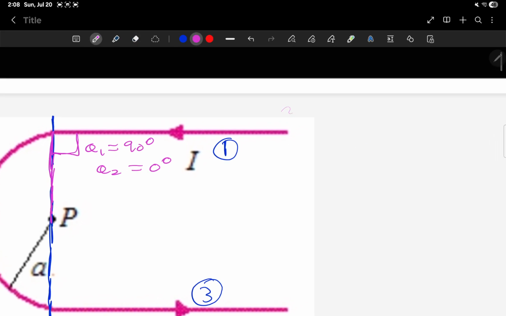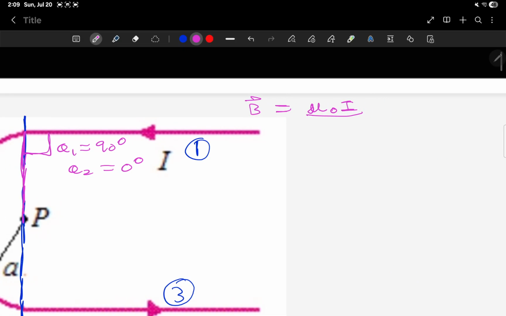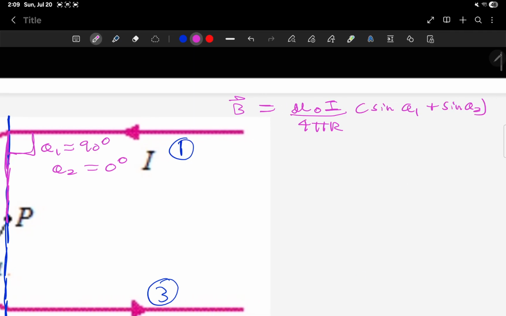So coming back to that formula I talked to you about, we have mu naught I. This is the original formula for the magnetic field of a wire over 4 pi r, and then you have sine theta 1 plus sine theta 2. Now this is segment 1, so I'll call it B1. When we plug in these angles, theta 1 is 90 degrees and theta 2 is 0 degrees.